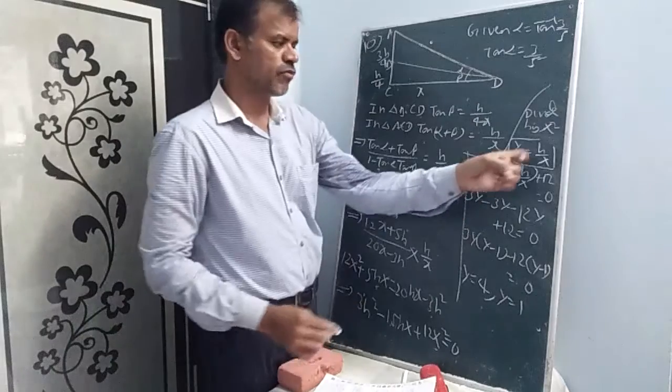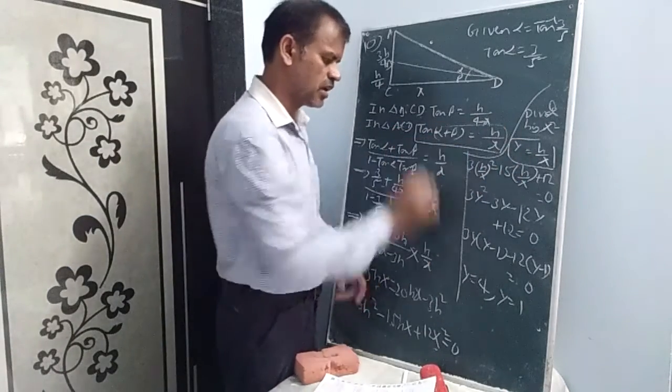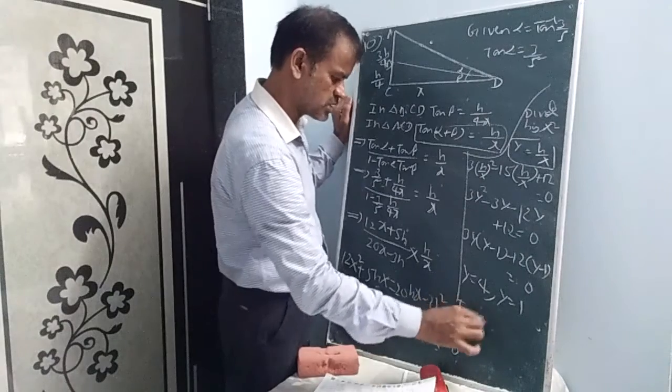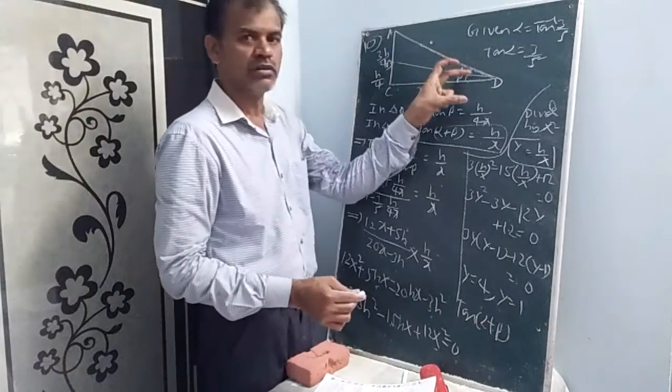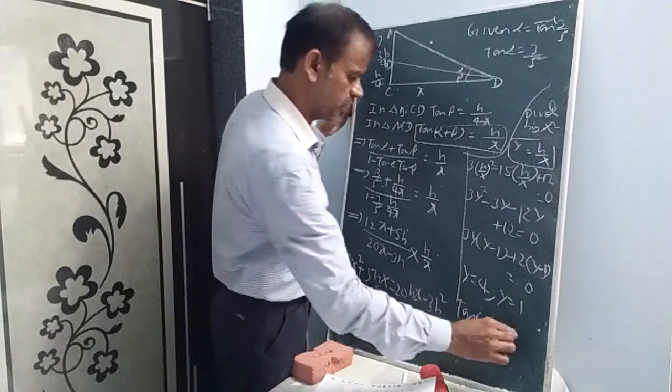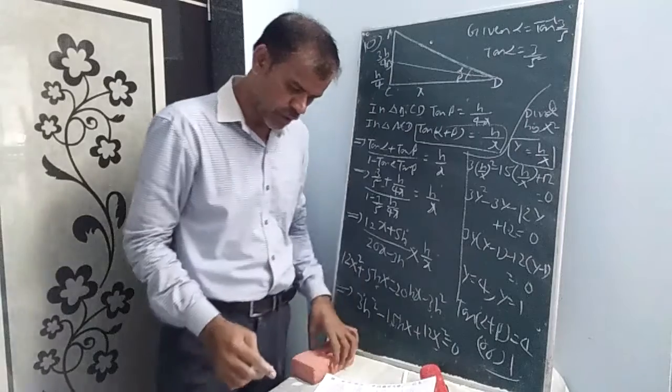What is the value of y? h by x. What is the value of h by x? We thought tan alpha plus beta; this only is asking the tangent of the full angle at this point. Tan alpha plus beta equal to 4 or 1, you write simply 4 or 1.